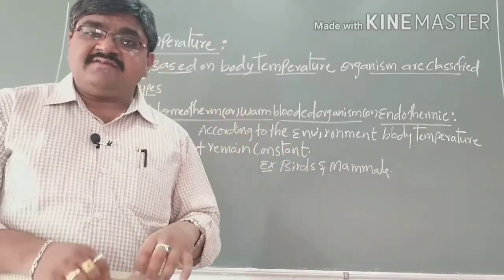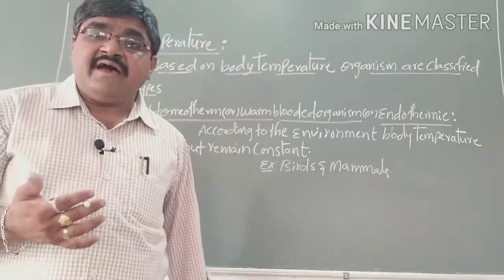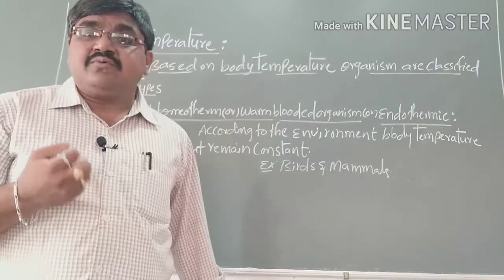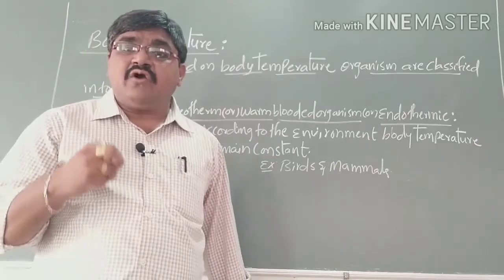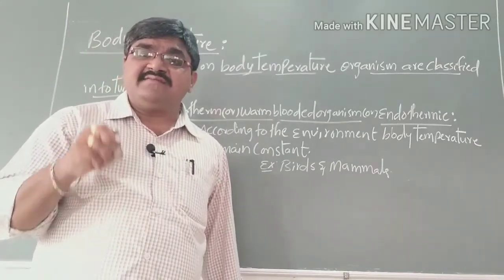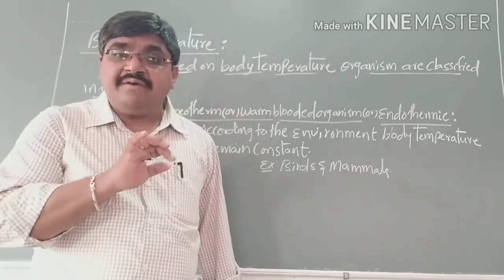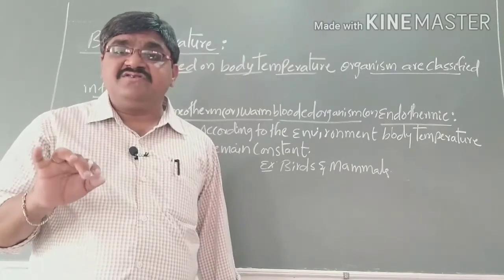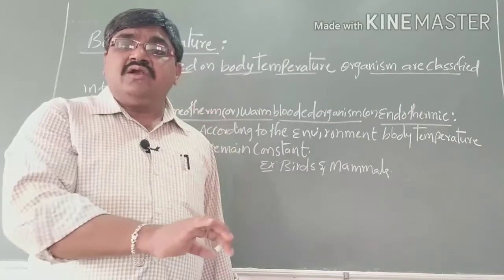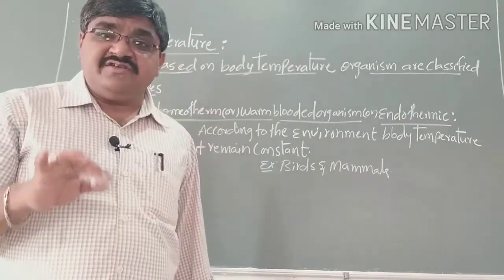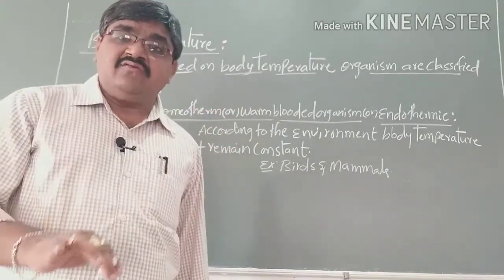So what happens here? Sweat glands are opened and help in producing sweat. When sweat is produced, it cools the body, so that the body temperature remains constant only and will not change according to the environment.